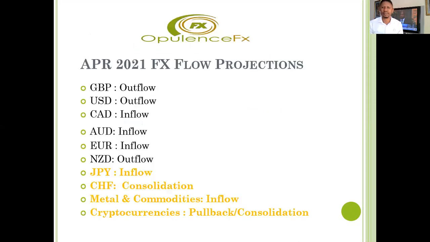We start by reviewing the April month. We anticipated and predicted that there was going to be an outflow on the pound, an outflow of cash or liquidity, or weakness of the pound, weakness of the dollar, strength of the Canadian dollar, strength of the Australian dollar, strength of the euro, weakness of the NZD, the New Zealand dollar, some inflow into Japan, and then some consolidation around the Swiss franc, but some of them did go right.